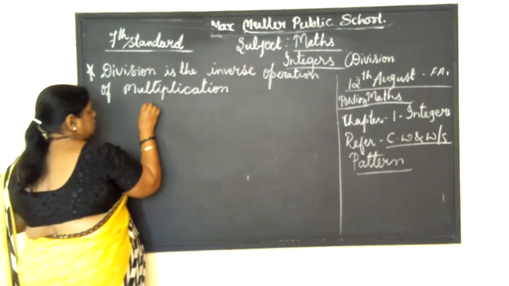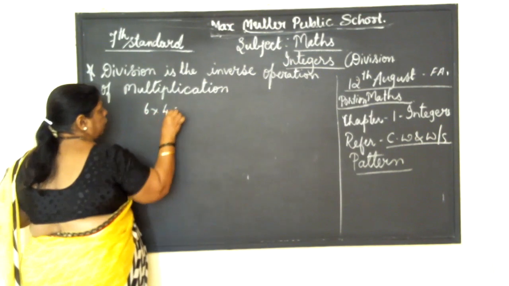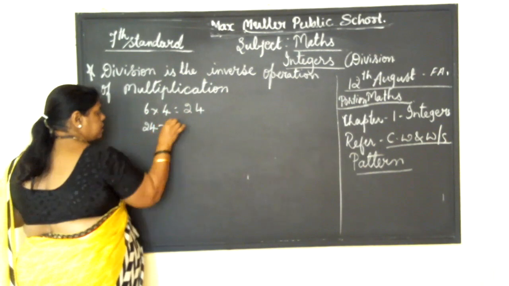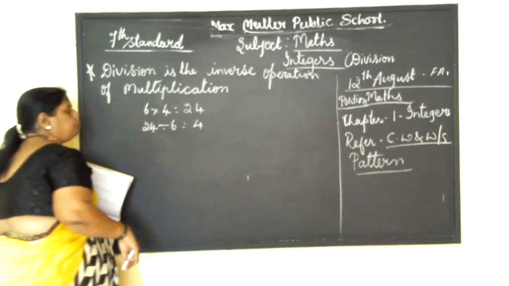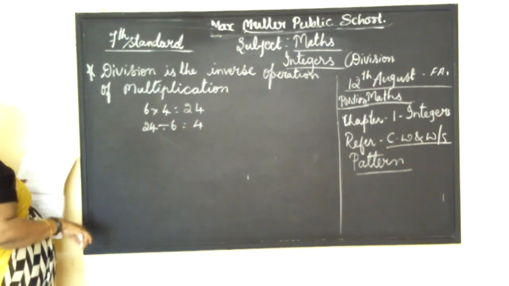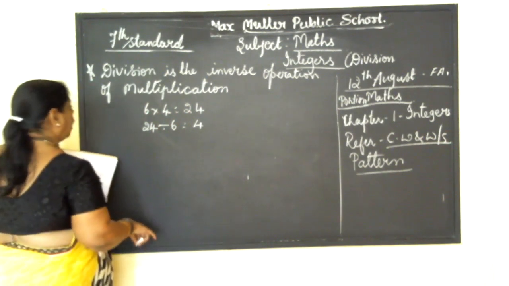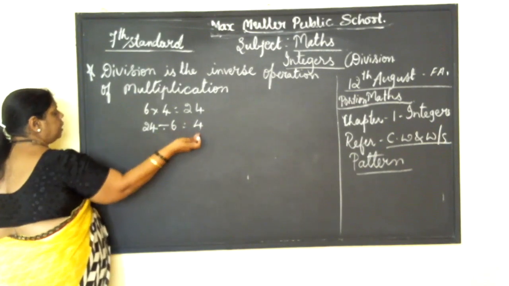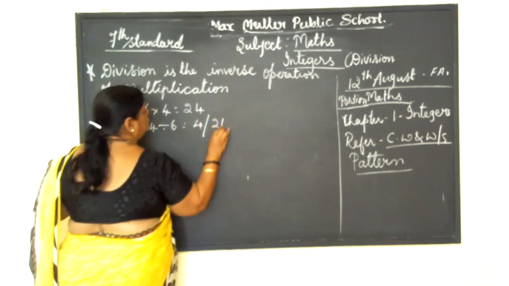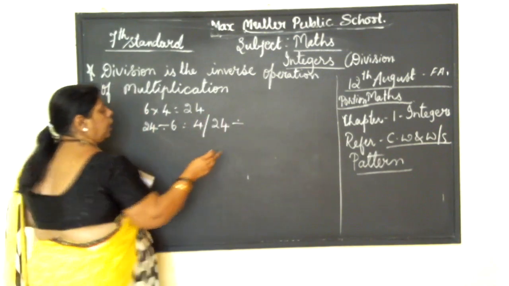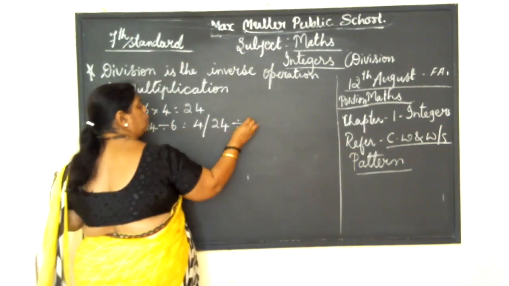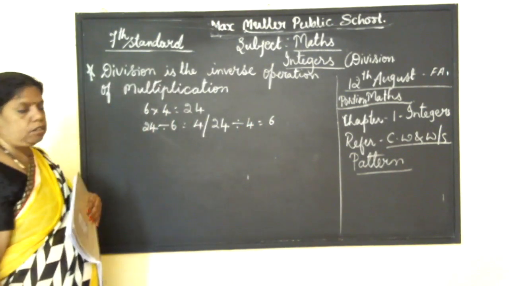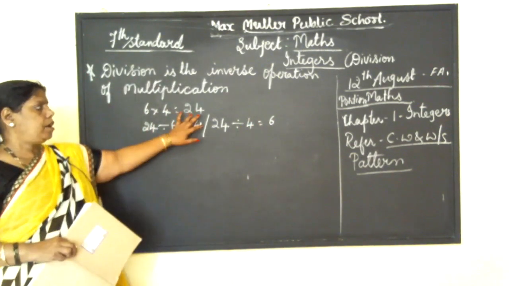Like 6 into 4 is 24, and if we divide 24 by 6, you get the answer 4. Or if you divide 24 by 4, you get the answer 6. These are the factors, you know the factors. This is the multiple.